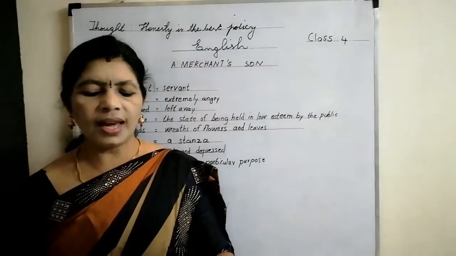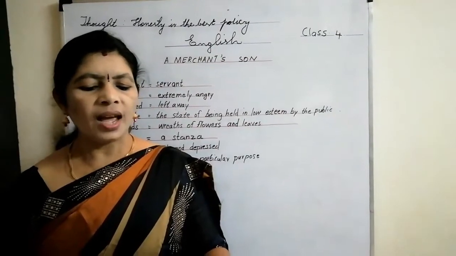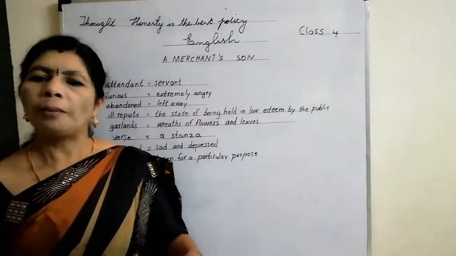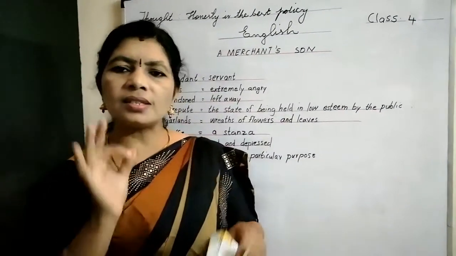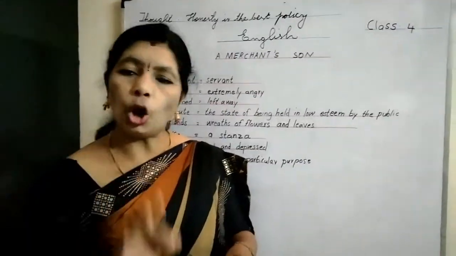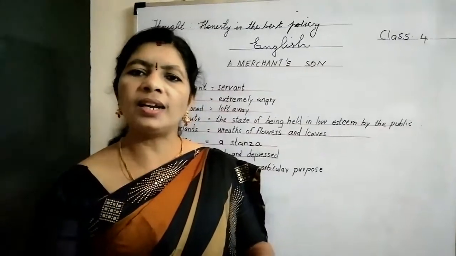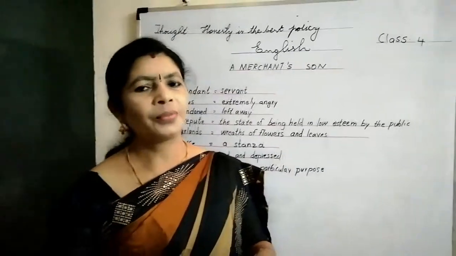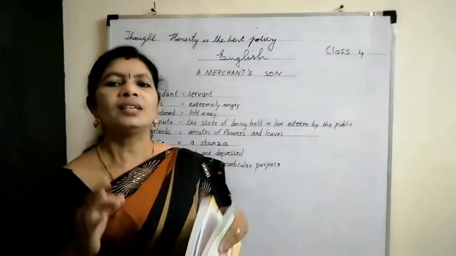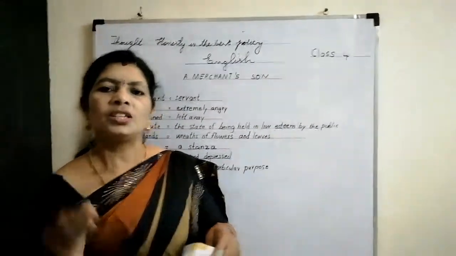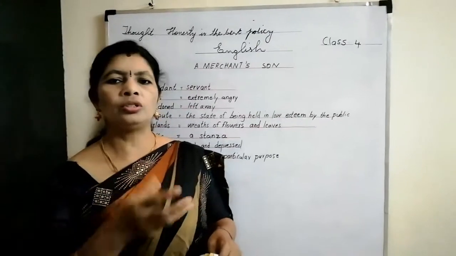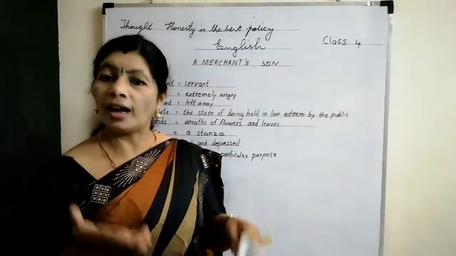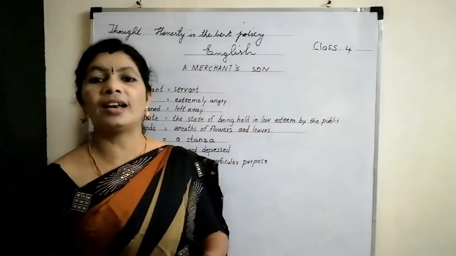The attendant gave the note to the young merchant's son by mistake. So by mistake, what happened here? The princess wrote a note, and she gave the note to the attendant. The attendant, by mistake, passed the message or note to whom? The handsome merchant's son.